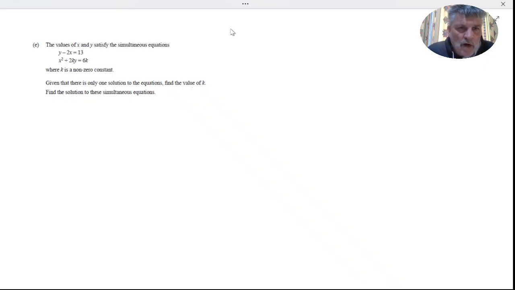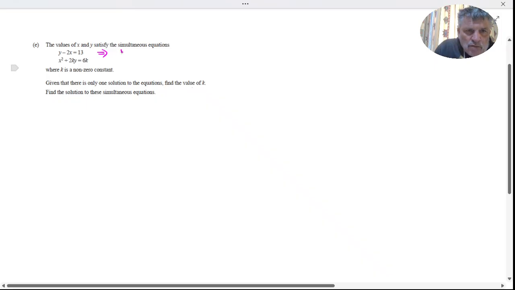The values of x and y satisfy the simultaneous equations where k is a non-zero constant. Given that there is only one solution to the equations, find the value of k. Okay, so we've got a second equation here that involves a y. We could use a substitution from the first one. So if we rewrite that first equation as y equal to 2x plus 13, and then substitute that into the second equation for y here.